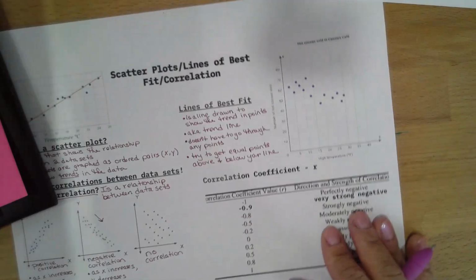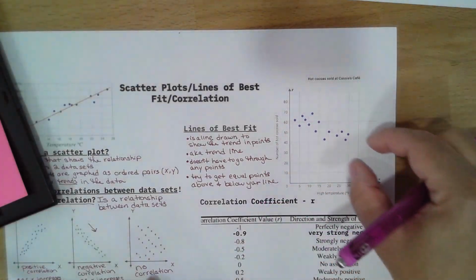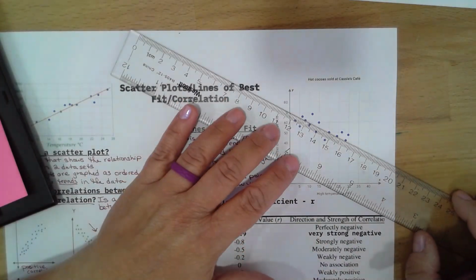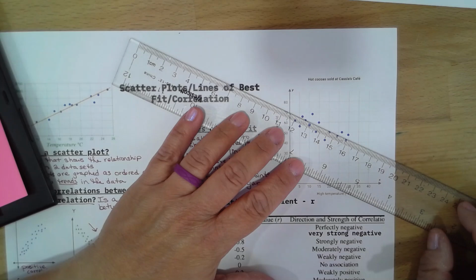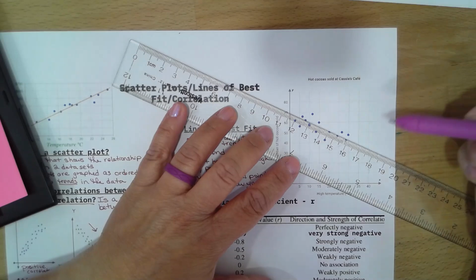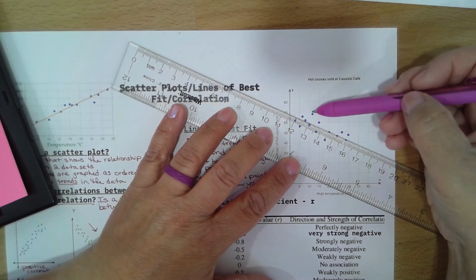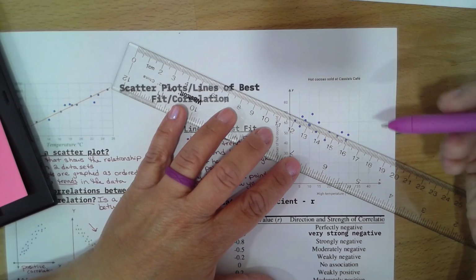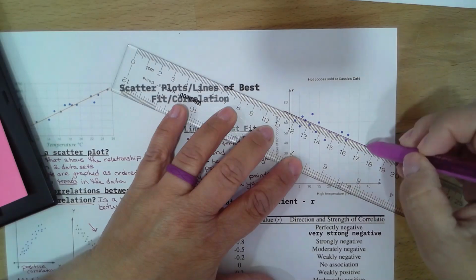Alright, so I'm with my ruler. As you guys can see, it's going in this negative direction. So with my ruler, I'm going to draw my line to follow this trend. So again, it doesn't have to go through any of the points. It can, but doesn't have to. So it's kind of like that.